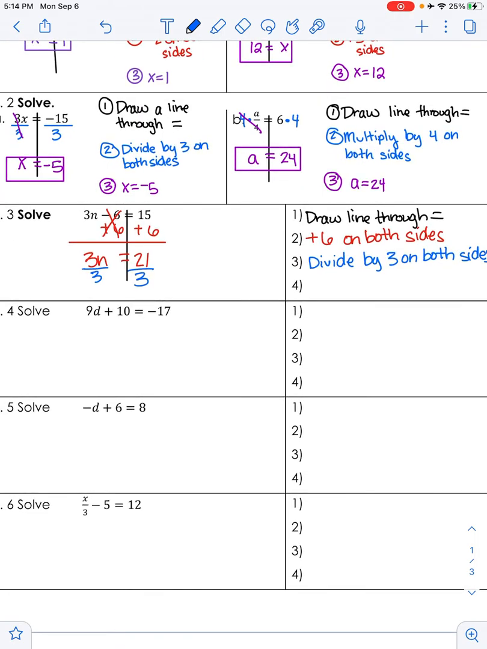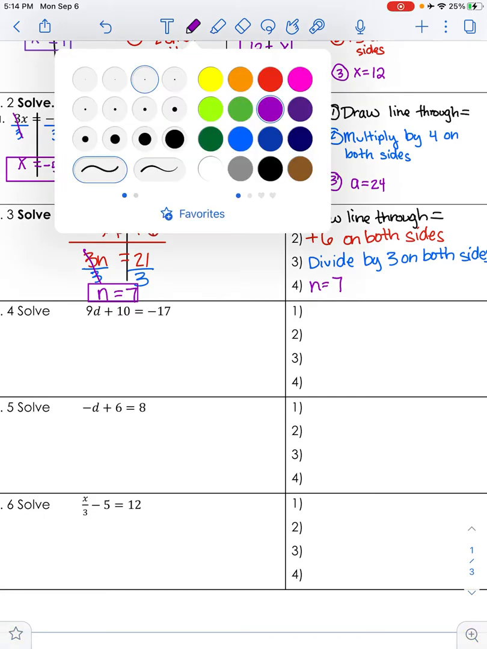Okay, now that I'm caught up with my steps, we can keep going. So when I divide, 3n divided by 3 is just n. 21 divided by 3 is 7. So my answer, n equals 7.